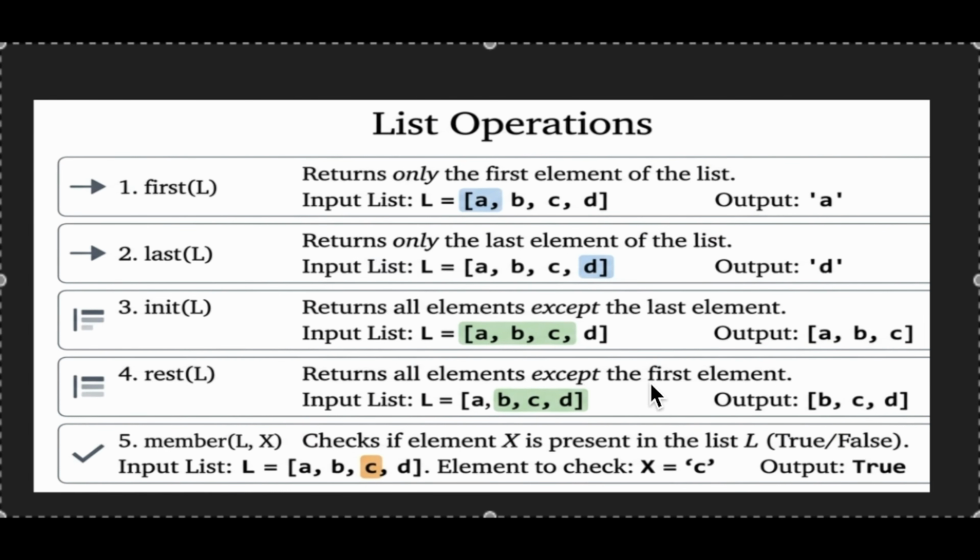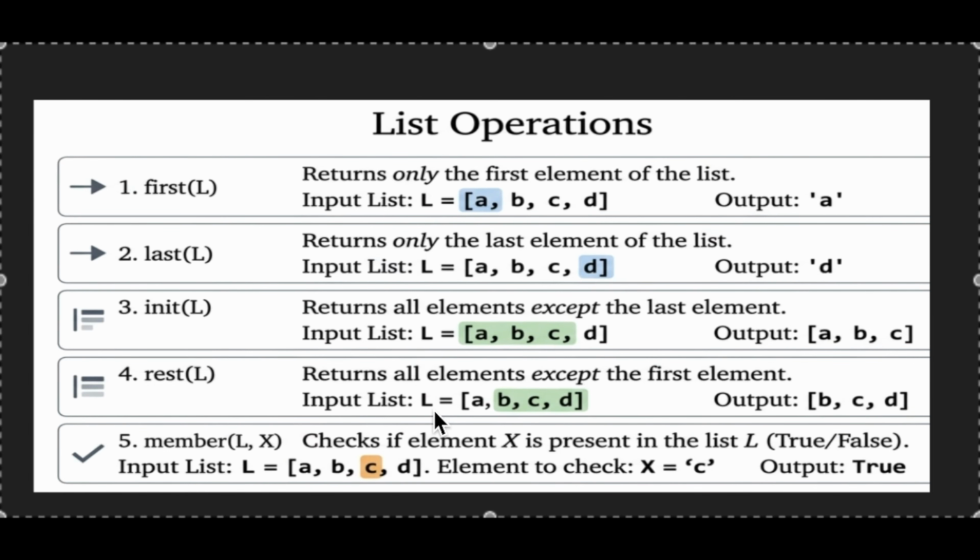So here the rest of L is equal to B, C, D. That's it. It drops the first one. And member(L, X) checks if X is present in the list. If it is present, then it will give true.